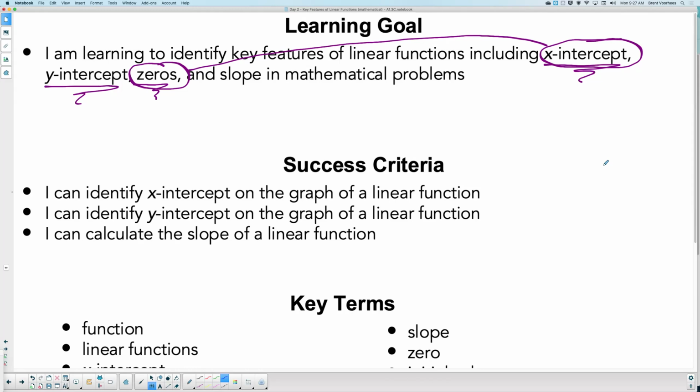And we're also going to learn about slope. So we're going to find the x-intercept, which we could call zeros, the y-intercept, and the slope in mathematical problems. That's what we're going to do today.